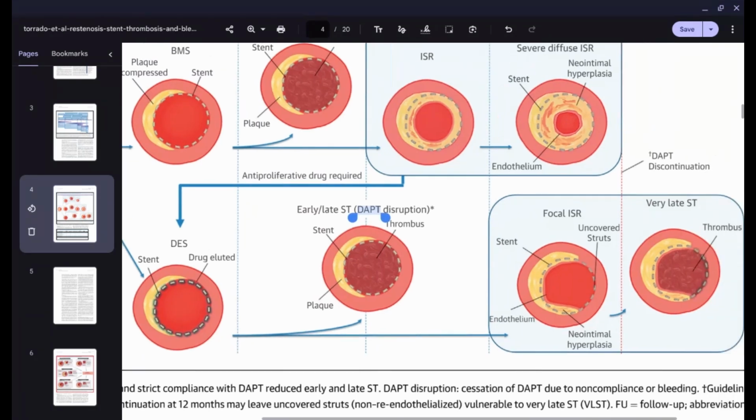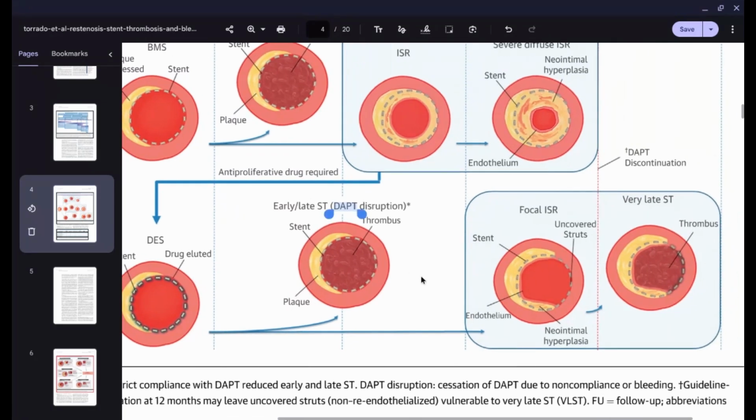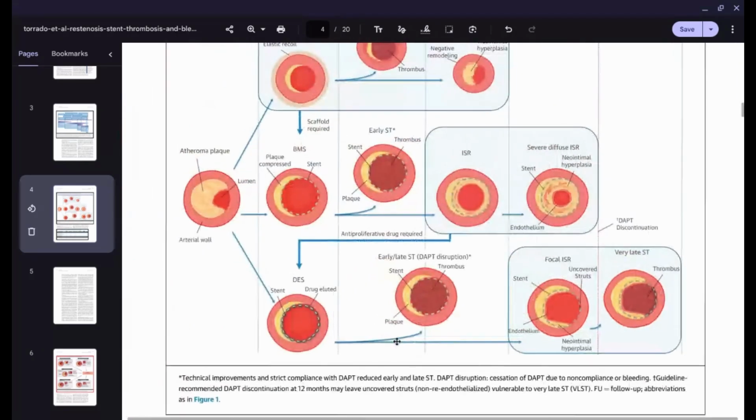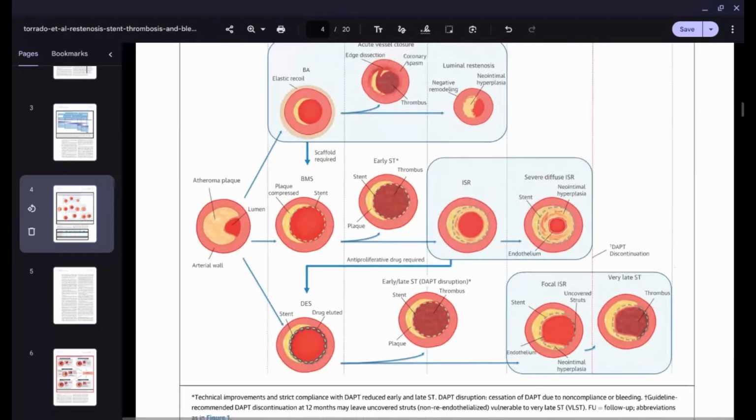When you put a DES, at least what happens is sometimes there is focal ISR. That is, it's not now all over the circumference, it's somewhat regional, and then that eventually leads to delayed stent thrombosis. So again, eventually there is clotting, that is, eventually there is a heart attack. So all these paths are always leading to heart attack.